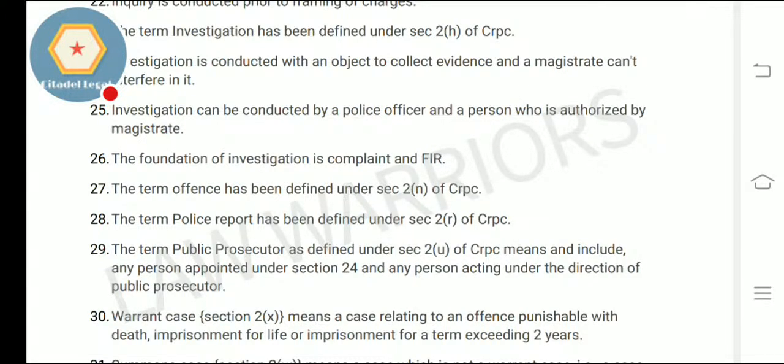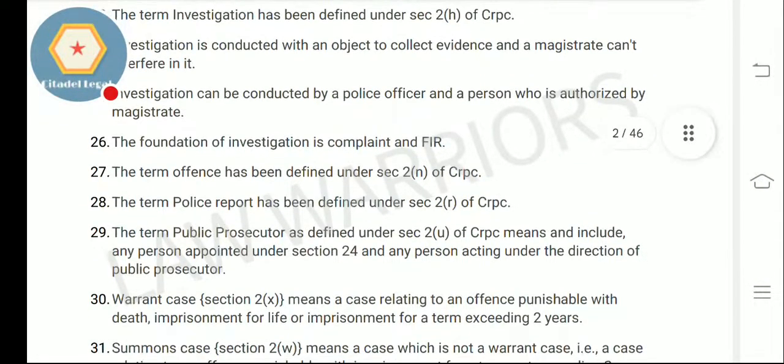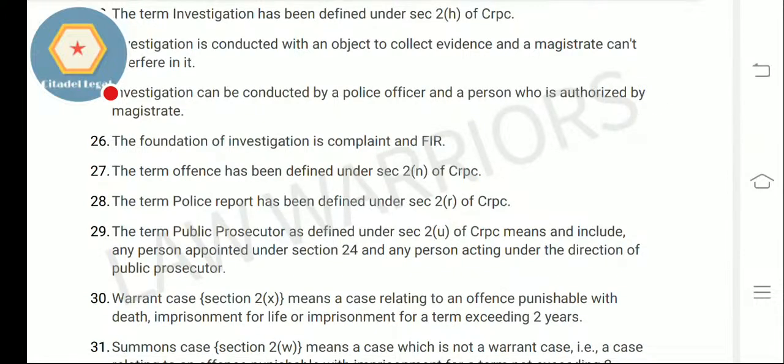Now 29, the term public prosecutor is defined under section 2U. Public prosecutor under 2U of CrPC means and includes any person appointed under section 24 and any person acting under the direction of the public prosecutor. So a public prosecutor is a person who has been appointed under section 24 of the Code of Criminal Procedure, and also any person who is acting under the direction of the public prosecutor.